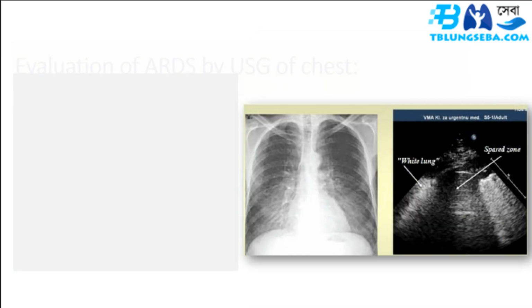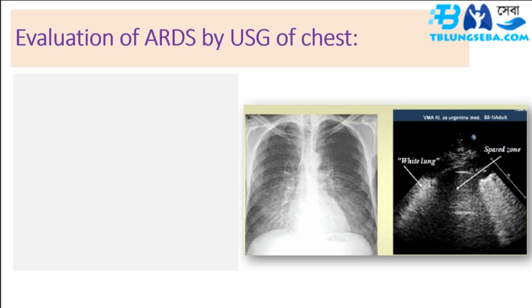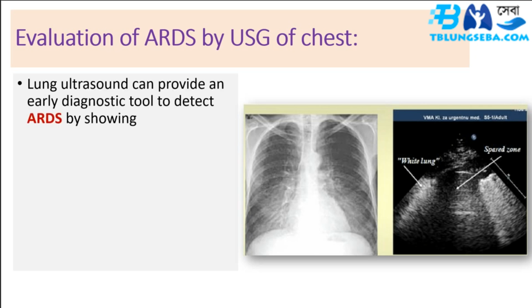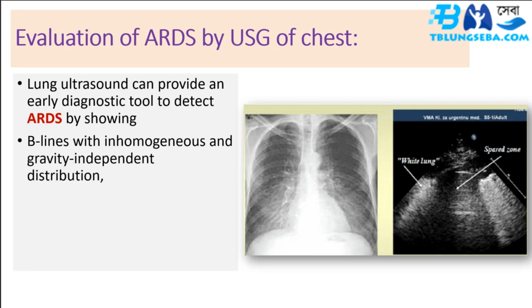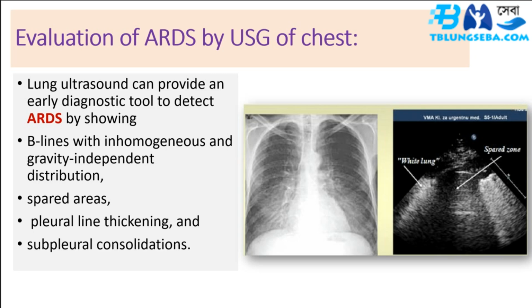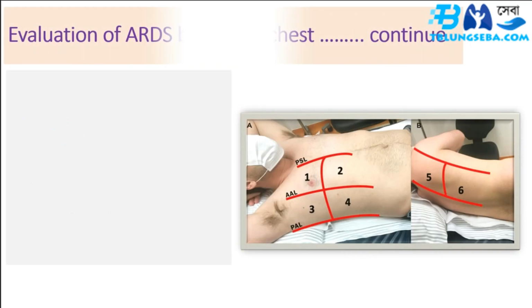Evaluation of ARDS by USG of chest. Lung ultrasound can provide an early diagnostic tool to detect ARDS by showing B lines with inhomogeneous and gravity-independent distribution, spared areas, pleural line thickening, and subpleural consolidations.